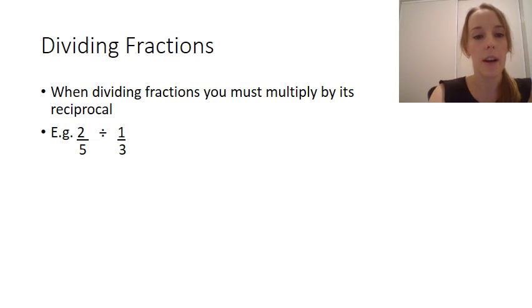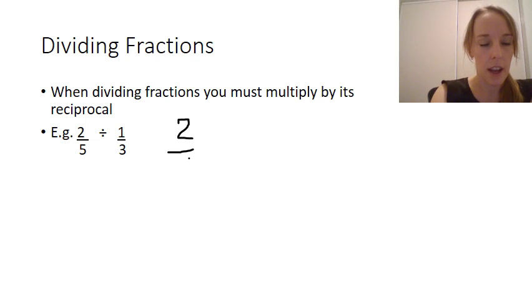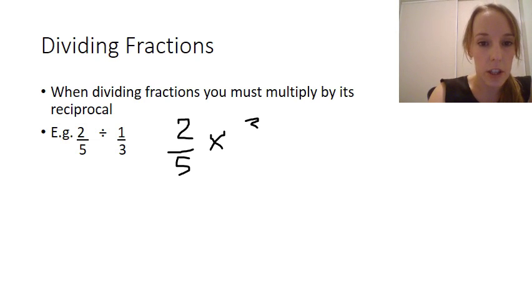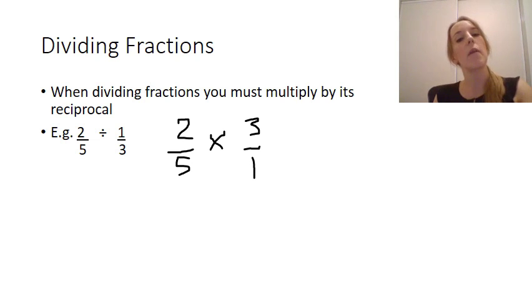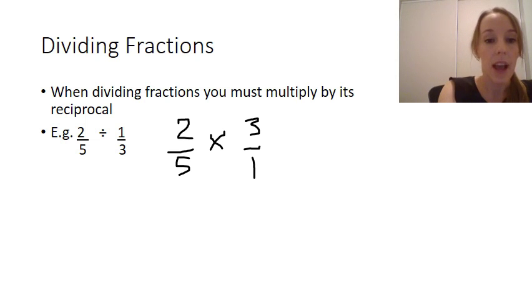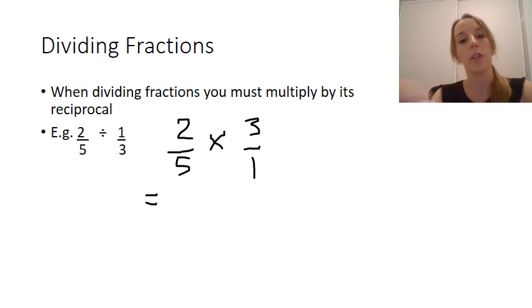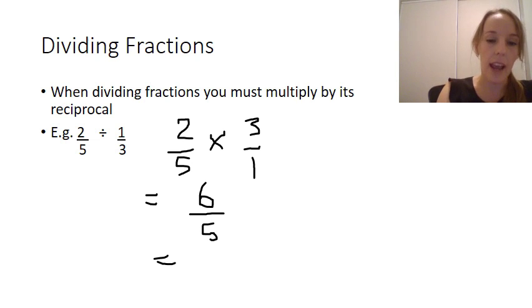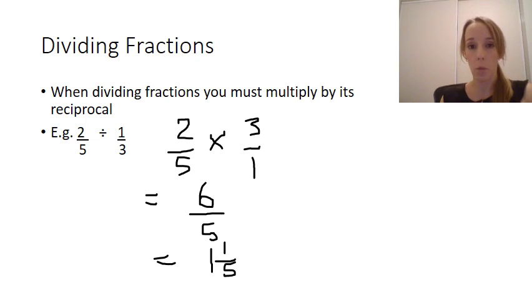So in our example here, our 2/5, we are going to turn that into a multiplication, and we've got to multiply by the reciprocal. So the reciprocal of 1/3 is actually 3 over 1. You can see that we've switched it. Our denominator has become 1 and our numerator has become 3. And from there we can just solve like a normal multiplication. So 2 times 3 is 6, and 5 times 1 is 5. You can leave it like that, or you can turn it into a mixed number if you want. So I will turn it into a mixed number. That's 1 and 1/5.